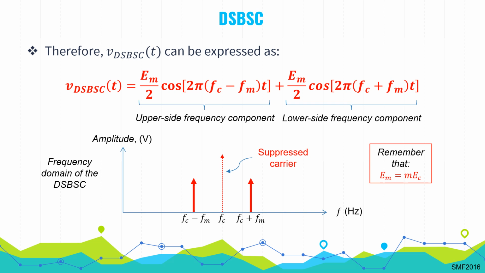From the previous slide, we can see that the DSBSC signal, V_DSBSC(t), is composed of two parts. 1. The upper side frequency component, and 2. The lower side frequency component. In the frequency domain, the DSBSC signal has two peaks, one at f_c minus f_m and another at f_c plus f_m. The carrier frequency, f_c, is suppressed, meaning it's not present in the transmitted signal. Remember that E_m is the amplitude of the modulating signal, and E_c is the amplitude of the carrier signal. This relationship is crucial in understanding the power distribution in DSBSC, which we'll discuss next.